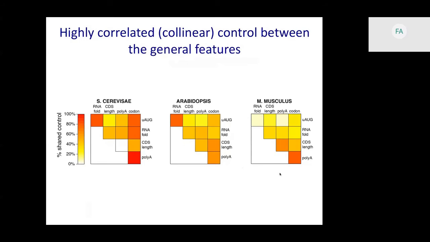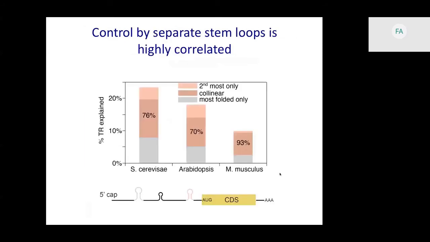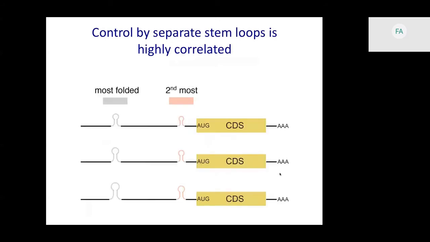There are also, it turns out, within-feature correlations in control. Here, we've compared control by the most folded window within every 5' UTR with that of the second most folded window in every 5' UTR. And what these numbers tell you is that 70% or more of the second most folded window's control is perfectly correlated with that of the most folded window. So it's collinearity. There must therefore be some powerful selective force that's ensuring that the sizes of stem loops in different parts of the 5' UTR are being ranked similarly.